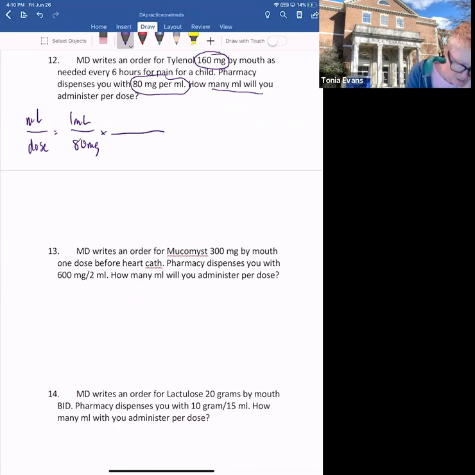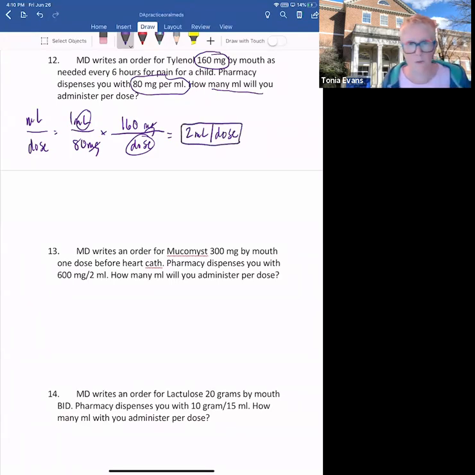Need to get rid of that milligrams. We have an order for 160 milligrams per dose. Milligrams cancels out. We're left with milliliters per dose, and 160 divided by 80. Don't even need a calculator for that one. We are left with 2 mLs per dose. All right, pretty straightforward there.